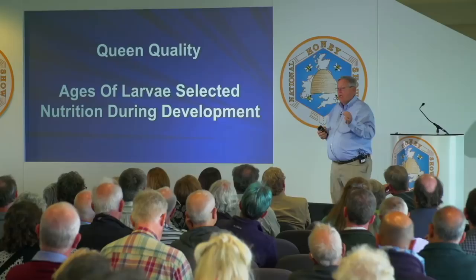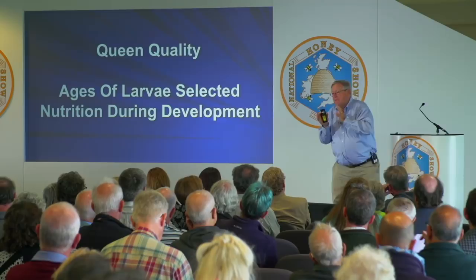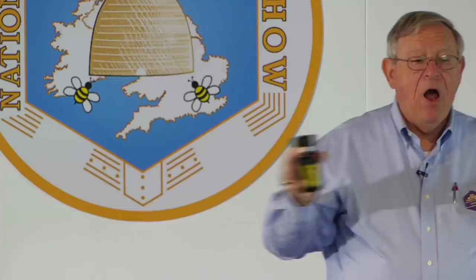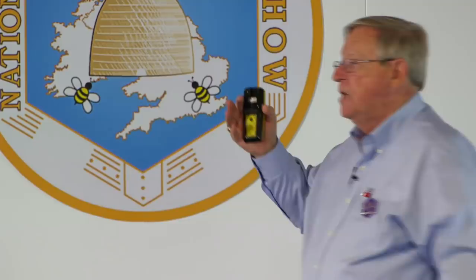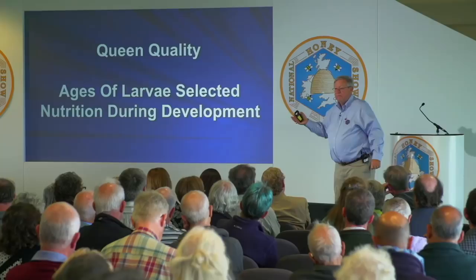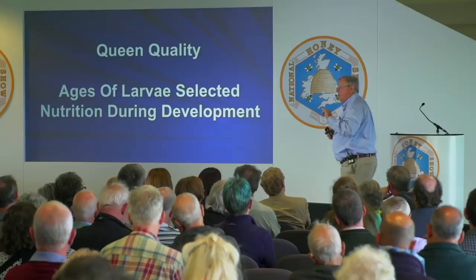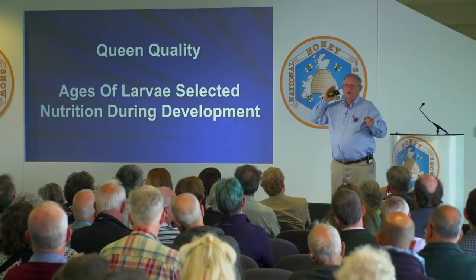Now, let me just help you along a little bit. How long does it typically take from the time an egg is laid until a queen emerges? 16 days. Good group. You're right on the ball. 16 days. Now my question is, what's the shortest period of time that can happen before a new queen emerges? I heard 12. 15. I heard 10. We have a winner. 10 is the right answer.